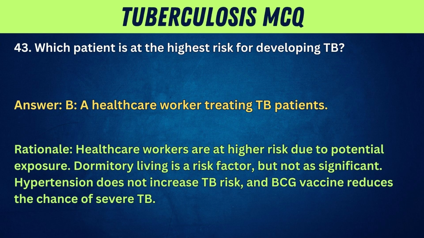Answer: B. A healthcare worker treating TB patients. Rationale: healthcare workers are at higher risk due to potential exposure. Dormitory living is a risk factor, but not as significant. Hypertension does not increase TB risk, and the BCG vaccine reduces the chance of severe TB.